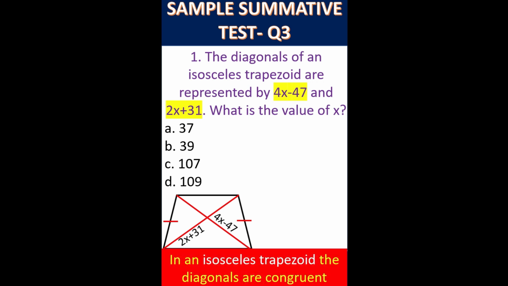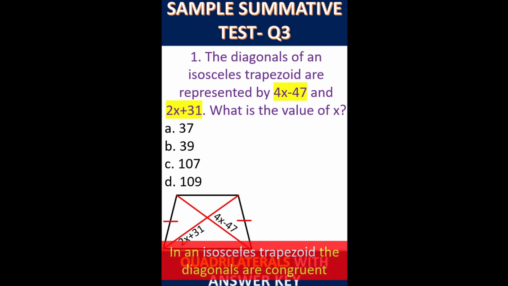With this property of an isosceles trapezoid, it says that in an isosceles trapezoid, the diagonals are congruent. It means that 4x minus 47 and 2x plus 31 are equal.